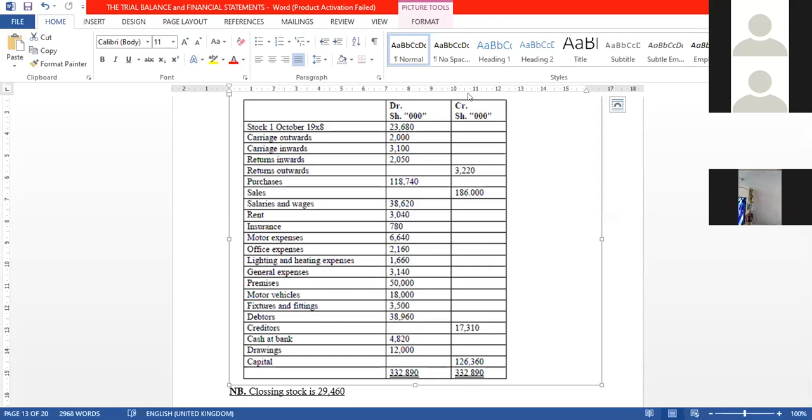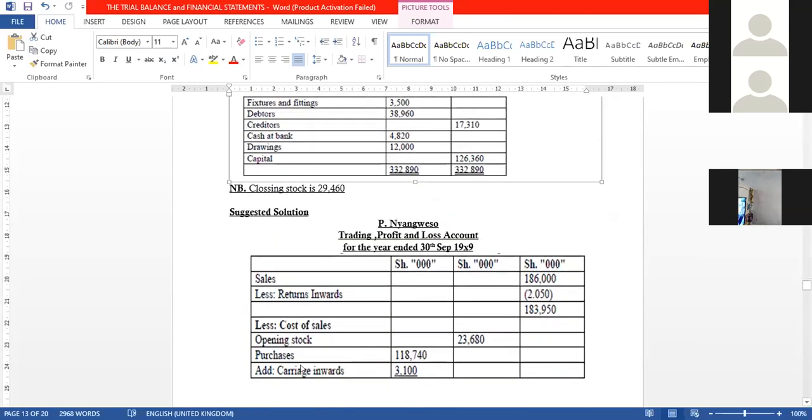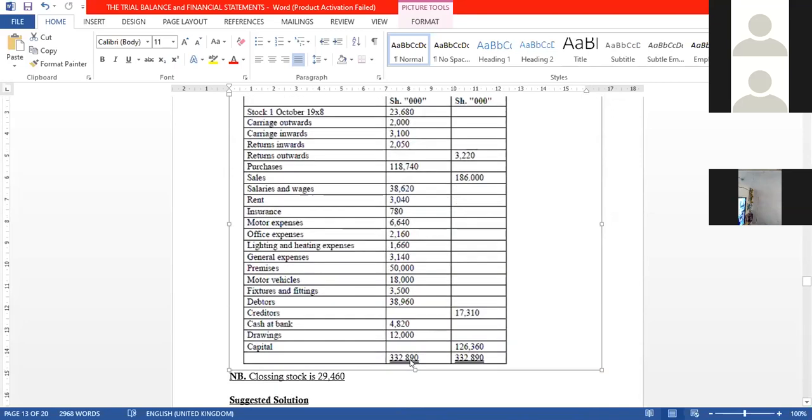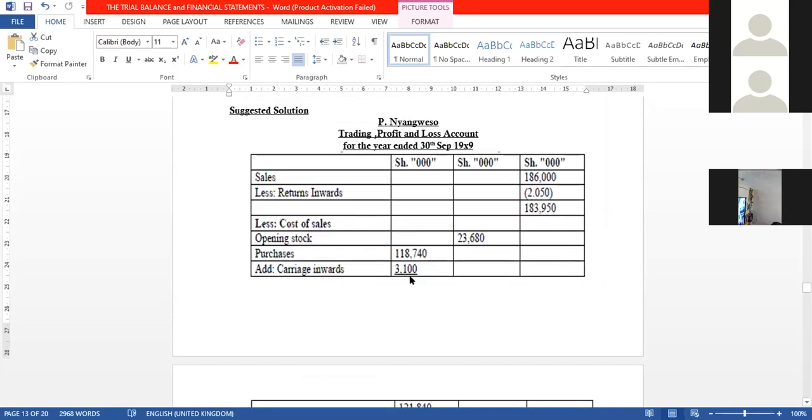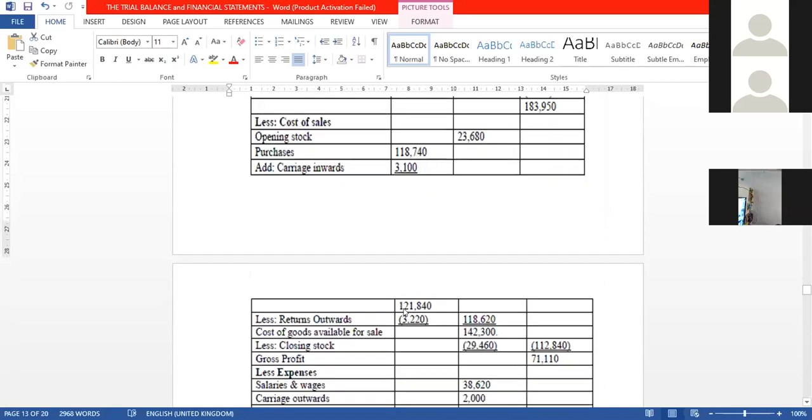Good. And therefore, here we are. Where were we? Add carriage in. Are you able to identify it from the information that you were given? Yes, it is here, 3,100. Therefore, you add it there. Once you add this, you should be able to get 121,840. This is just a continuation, though it is on a different page here.